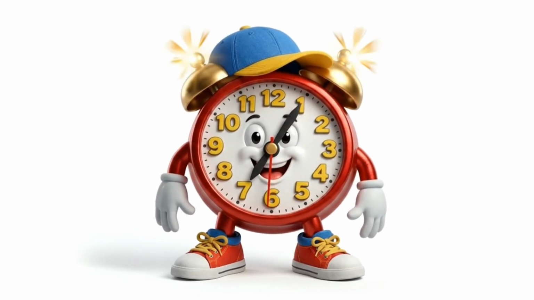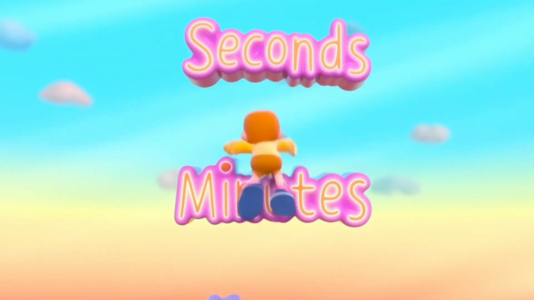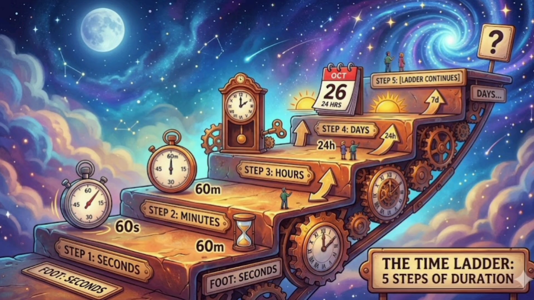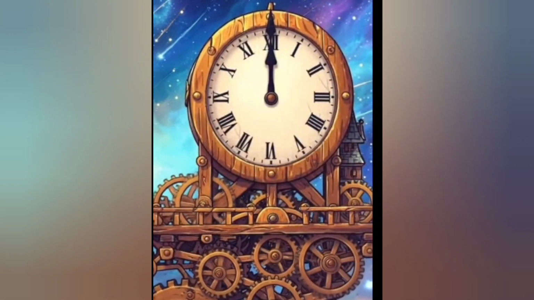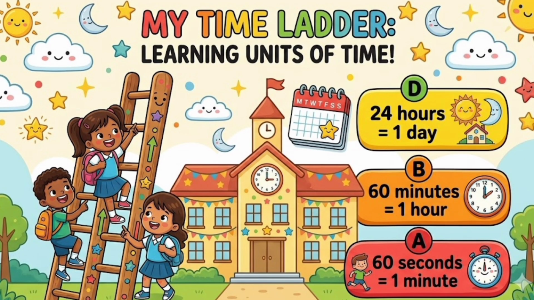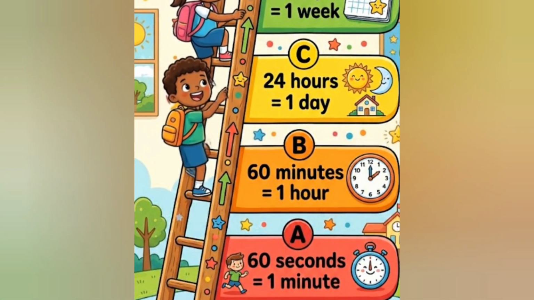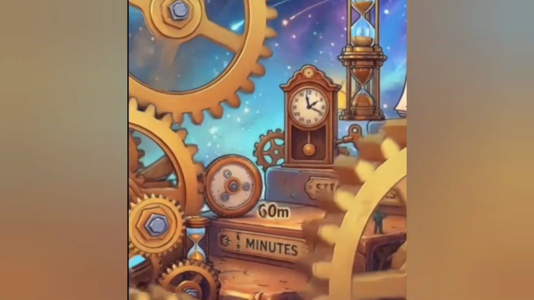Okay. So to solve any big puzzle, we need some secret tools. And our first, most important tool is what I like to call the time ladder. It's our secret map that shows how all the different bits of time, like seconds, minutes, and hours, are all connected. This is the key to everything. Let's take a closer look at our time ladder. See? It shows us that 60 seconds make 1 minute, 60 minutes make 1 hour, 24 hours make 1 day, and 7 days make 1 week. These are the super important facts we've got to lock in our brains for today's adventure.